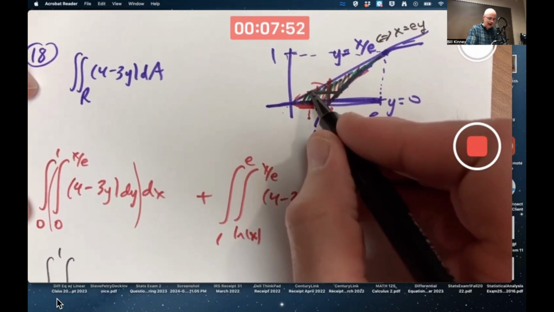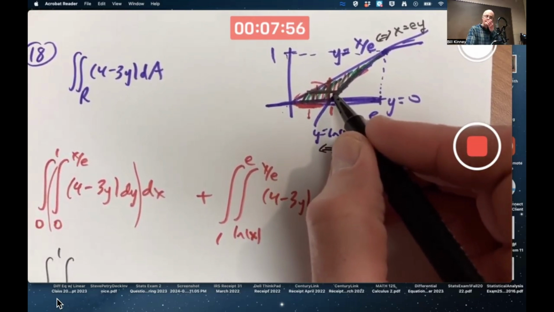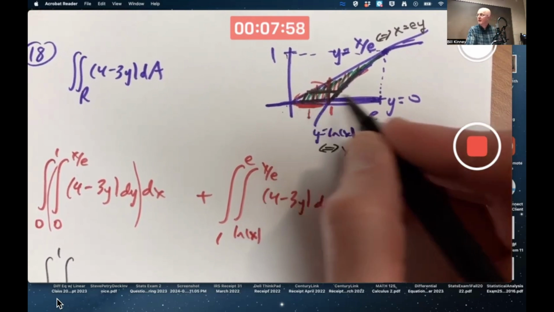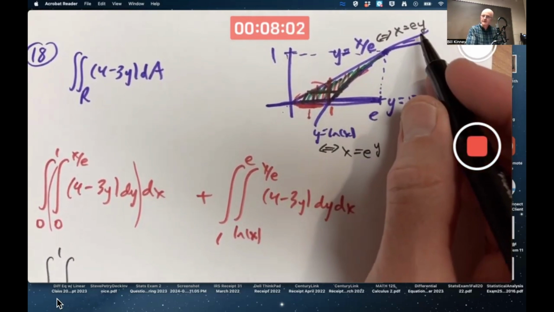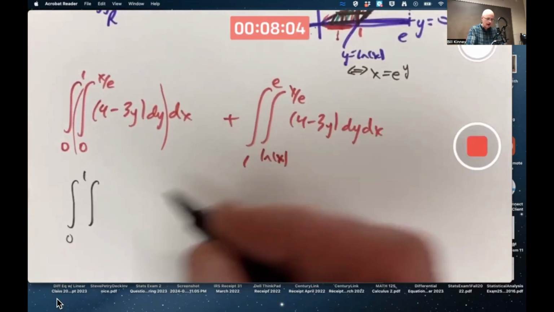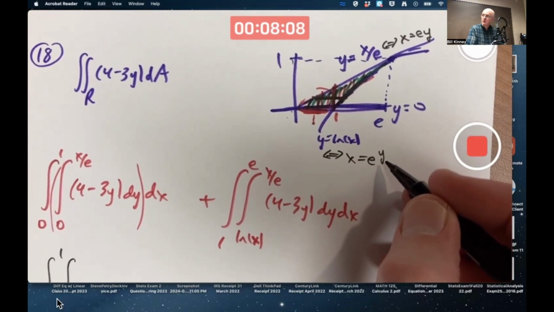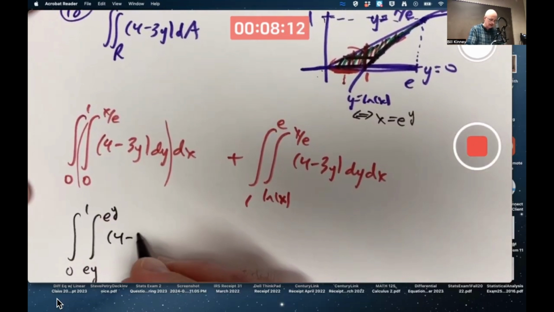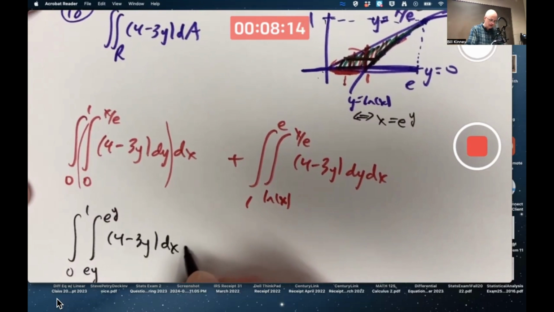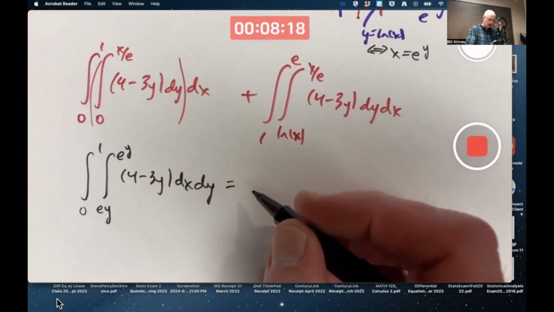X is what's varying here between two functions of y. The smaller function is on the left, the bigger function is on the right. So the lower limit of integration is e times y, and the upper limit is e to the y. Let's go ahead and start doing this one by hand and see how it goes.